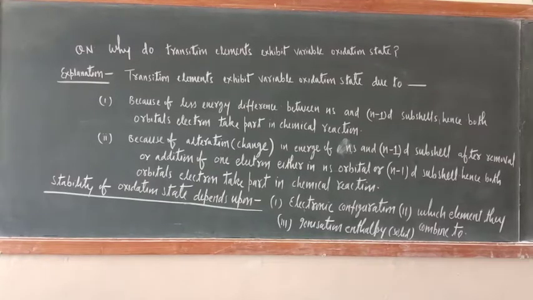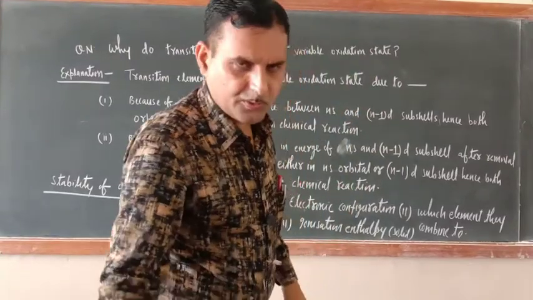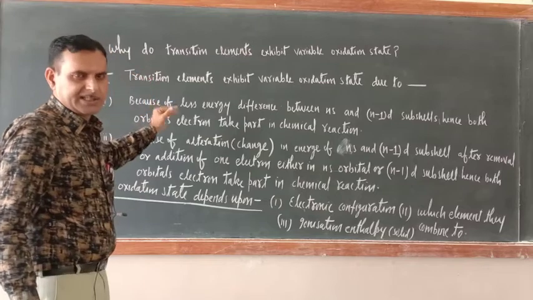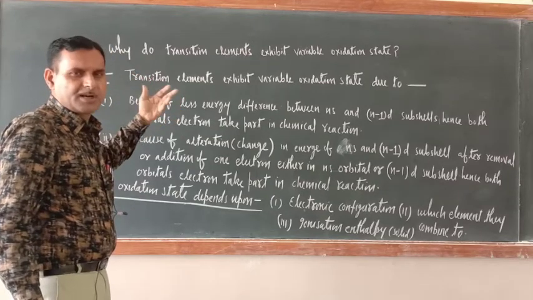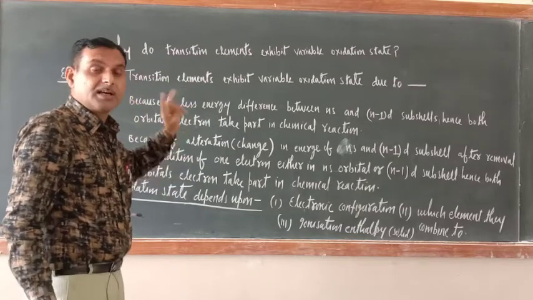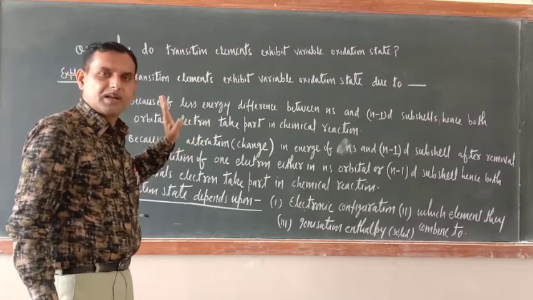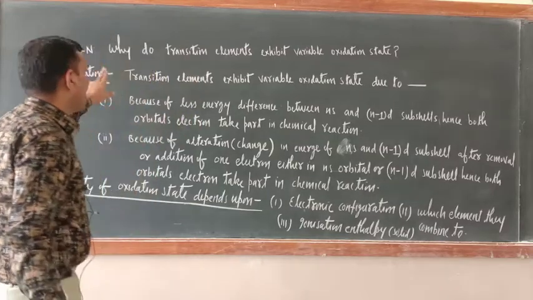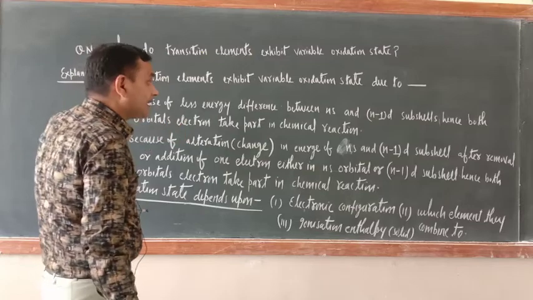So discussion is on. We were in the oxidation state. Study what I told you, that transition elements exhibit variable oxidation state. Variable oxidation state means exhibiting more than one oxidation state. Even though they are exhibiting more than one oxidation state, out of them only one or two are most stable. Okay, just remember. So the first question is here, why do transition elements exhibit variable oxidation state?